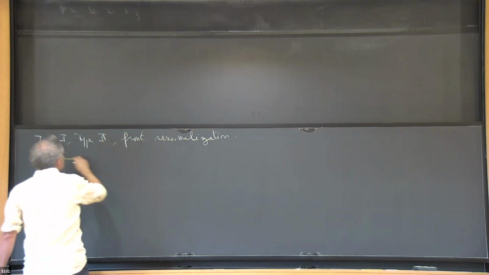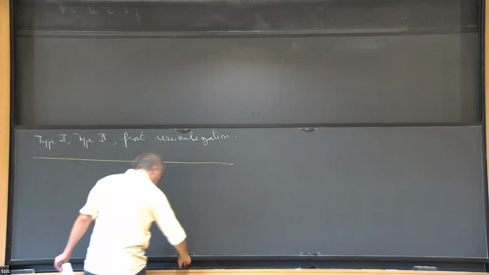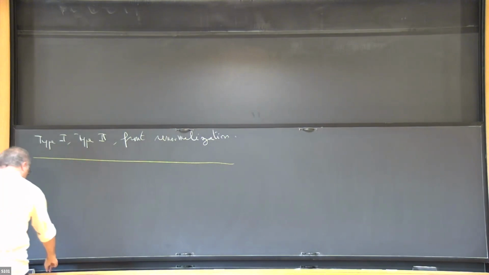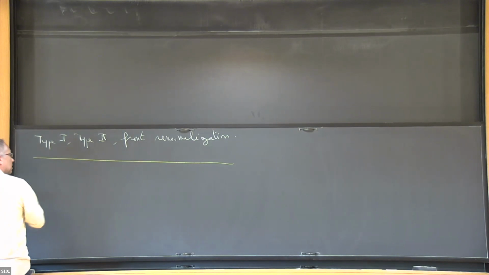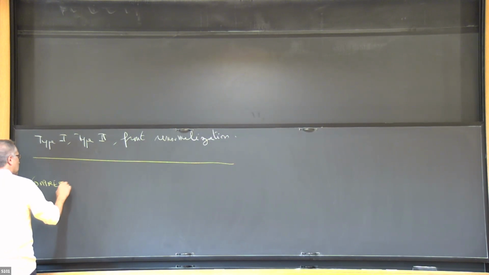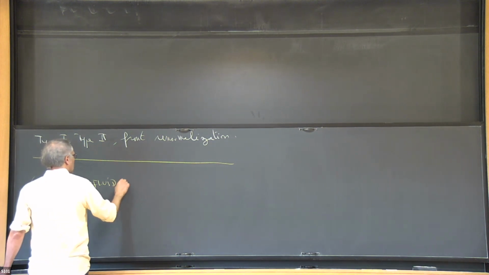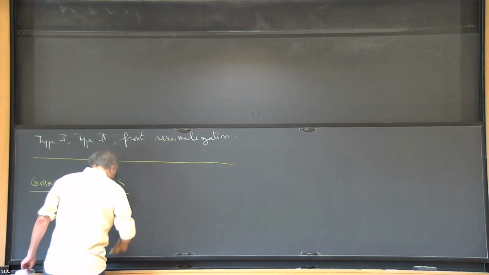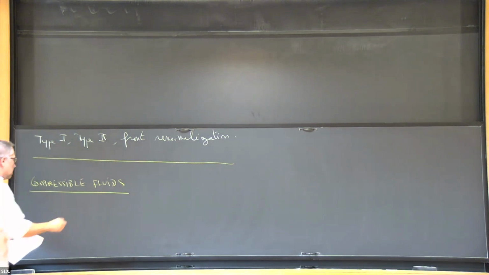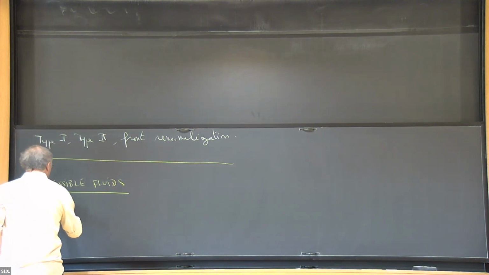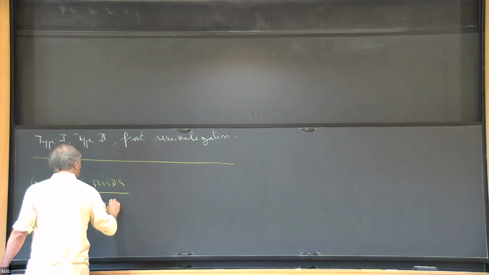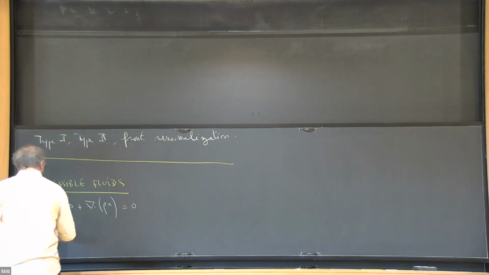So let me start where I ended up last time, and let's try to be a little bit more specific. So let's talk about compressible fluid. So I can maybe write down just the equation, at least schematically. So what we're looking at is something like this. So you have d_t rho plus divergence of rho u equals 0. And you have something like this.